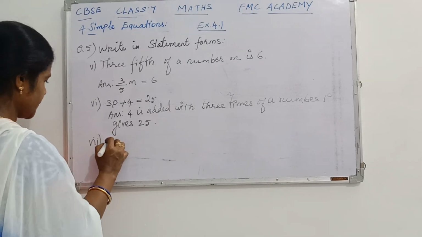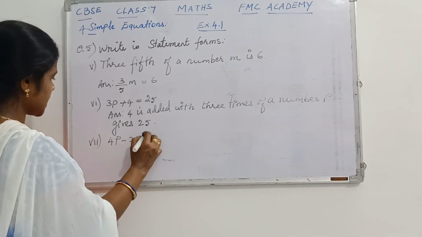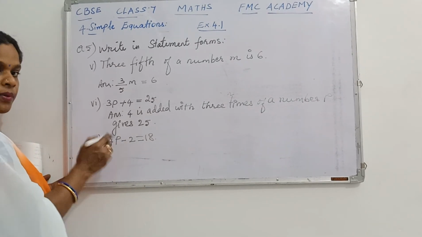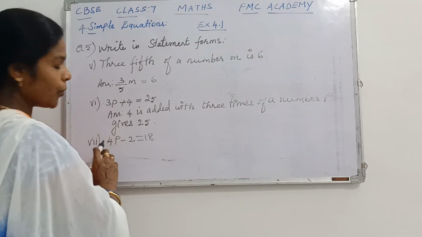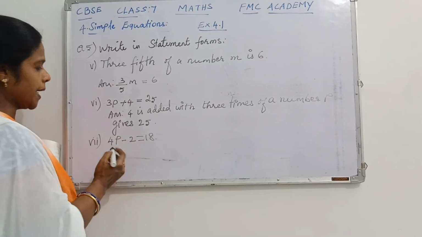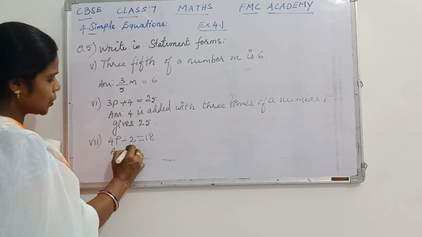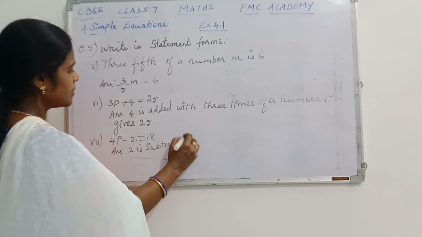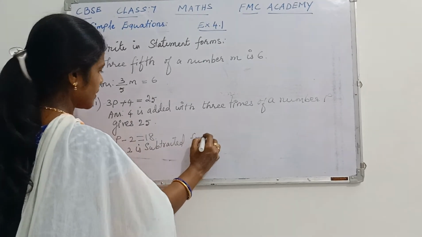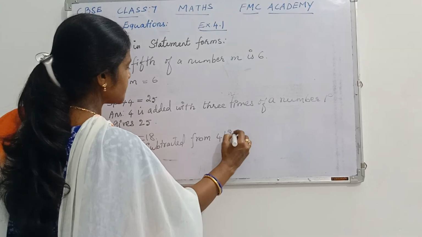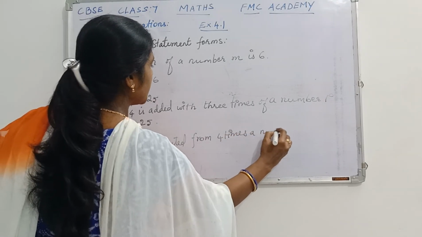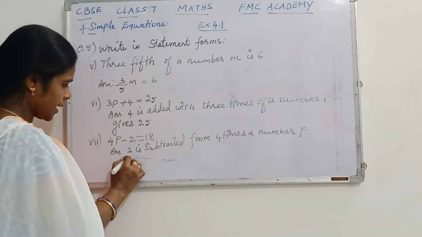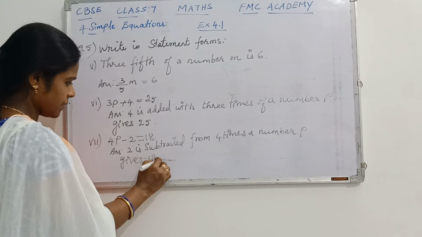Then the seventh one, what is the seventh question? 4p minus 2 is equal to 18. So very simple. 2 is subtracted from 4 times a number p gives you 18. How do you write the statement? 2 is subtracted from 4 times a number p gives 18. That's it, very simple one.